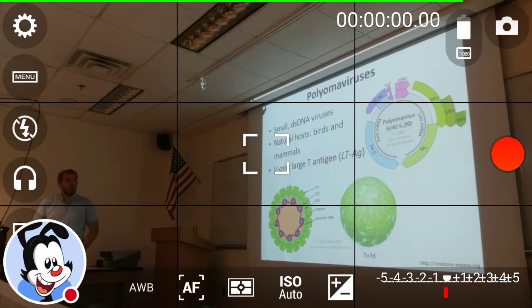Because essentially, the only thing that this virus makes is VP1 and 2, which makes up the capsid, and then large T, and in some cases small t. But essentially all the vital functions that manipulate the cell and make sure that it's able to replicate are done by this one protein, large T.